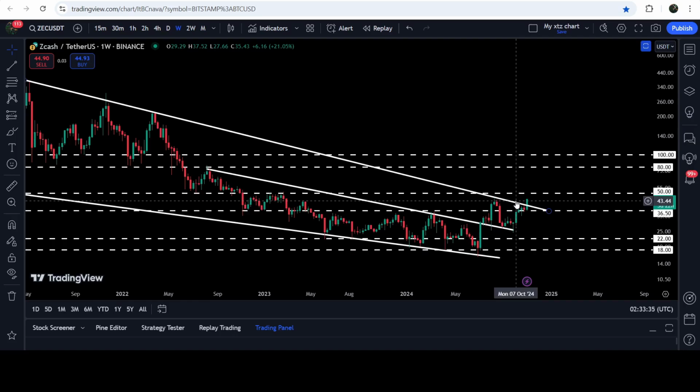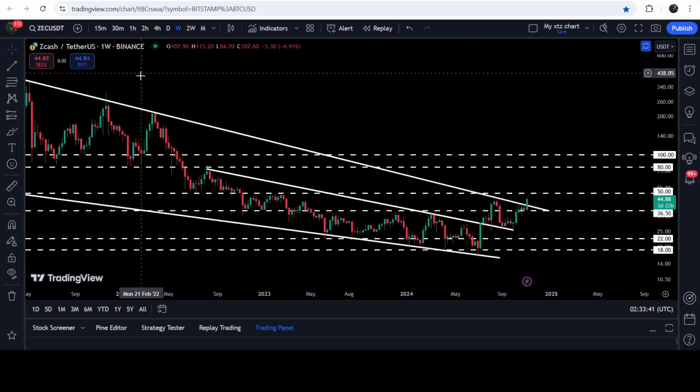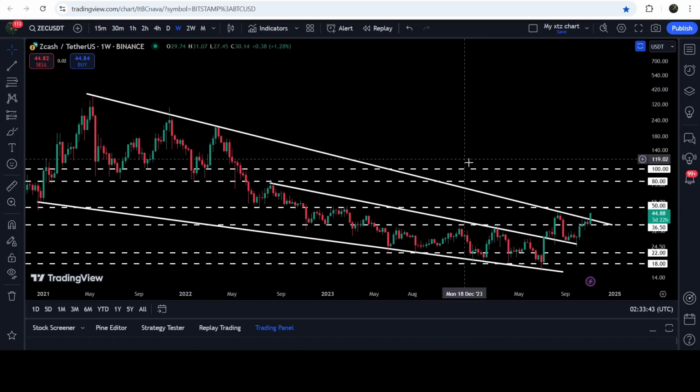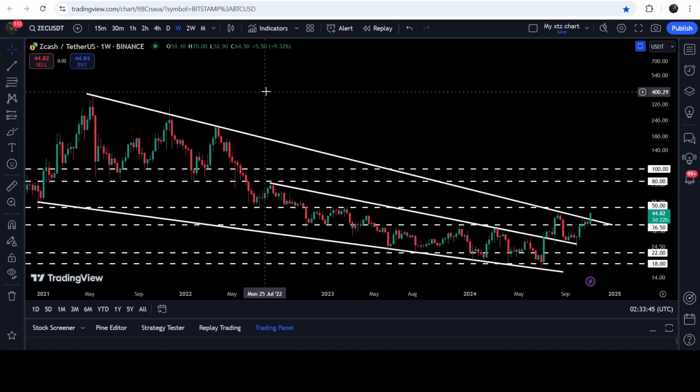Now, if you take a look at the targets, then the target for the breakout from this smaller down channel is here at the top of the channel at $80, and the long-term target for the breakout from this bigger and long-term falling wedge pattern will be here at the top of the wedge. That can be somewhere between $400 to $500. So this was the update so far.